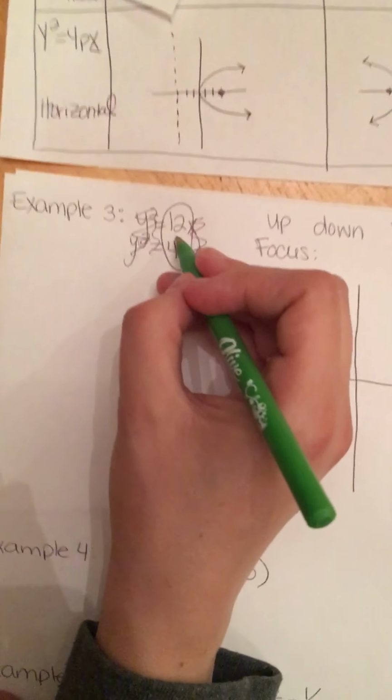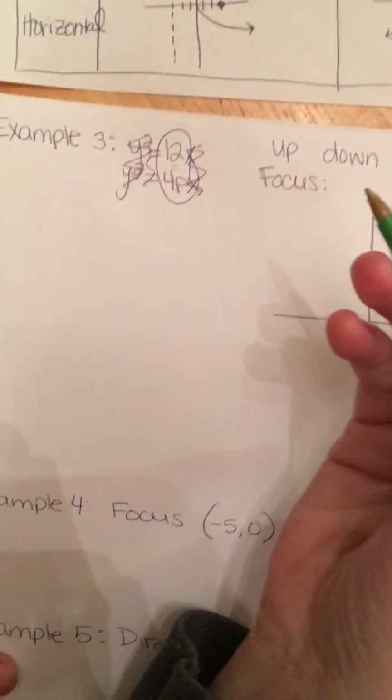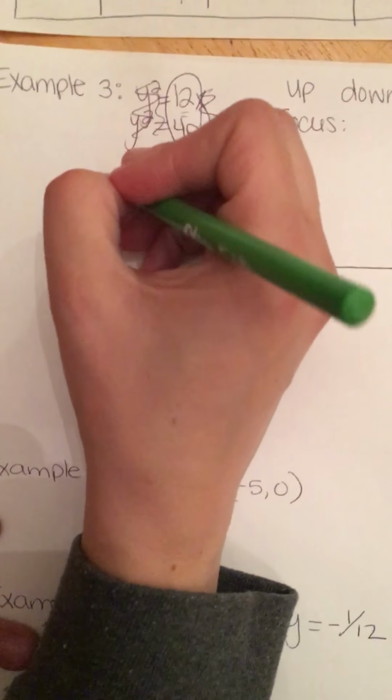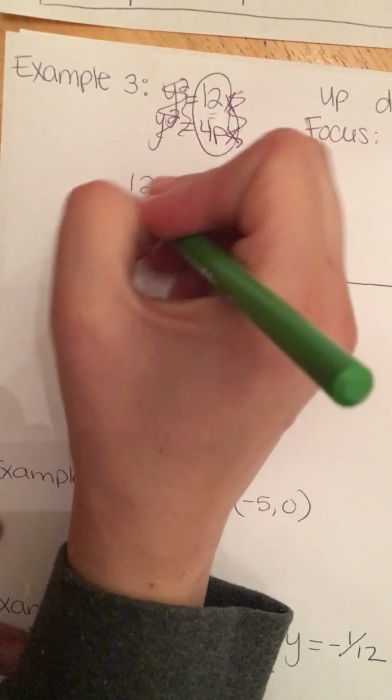Okay. So again, the way you set this up is you would just set them equal to each other. I know some of you are going to know that P is 3 just by looking at it. But go ahead and try setting it up as well.